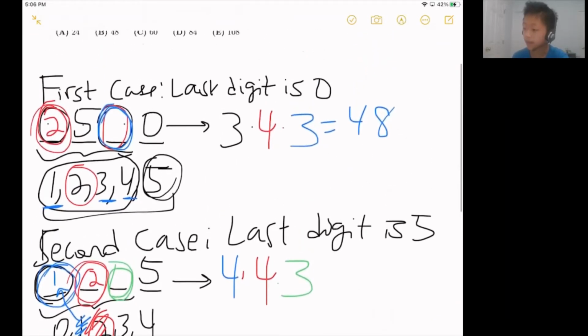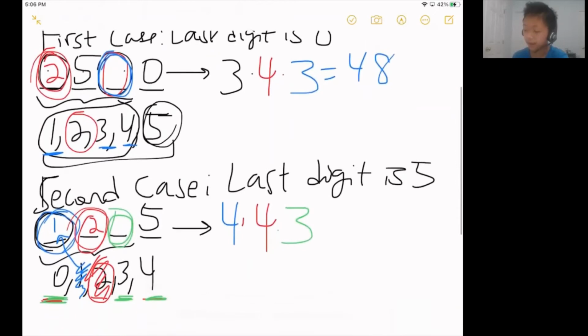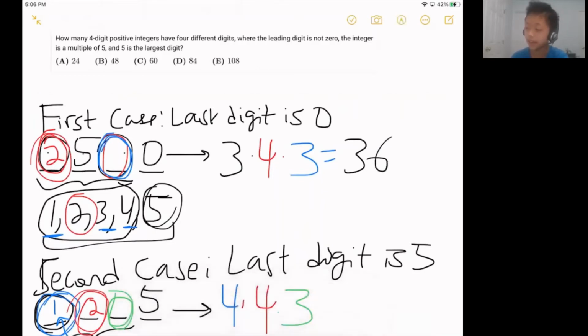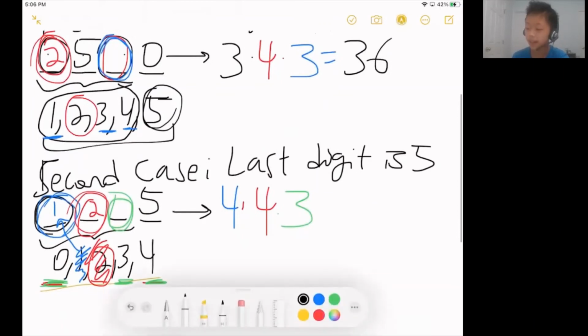And you would get, in this case, 3 times 4 times 3 is actually 36. I don't know what I was doing. 3 times 4 is 12, 12 times 3 is 36. So that gives the right answer then. So we have 4 times 4 times 3. 4 times 4 is 16, 16 times 3 is 48.